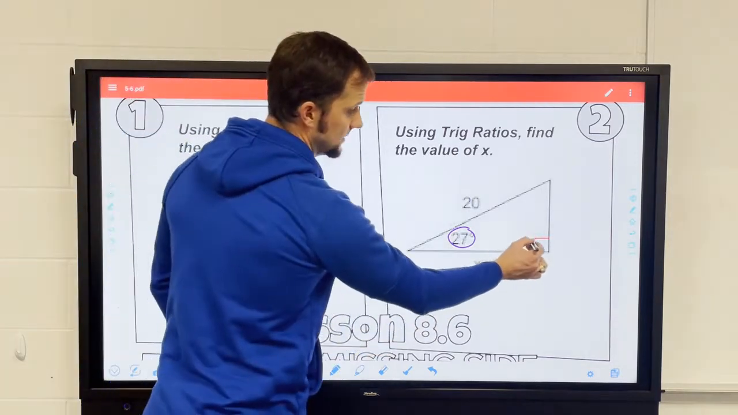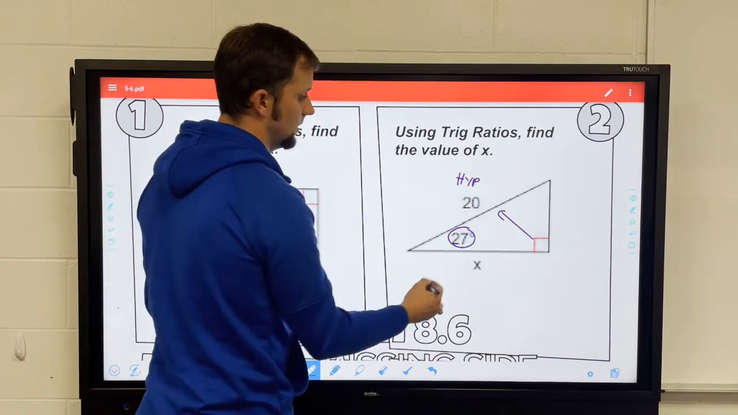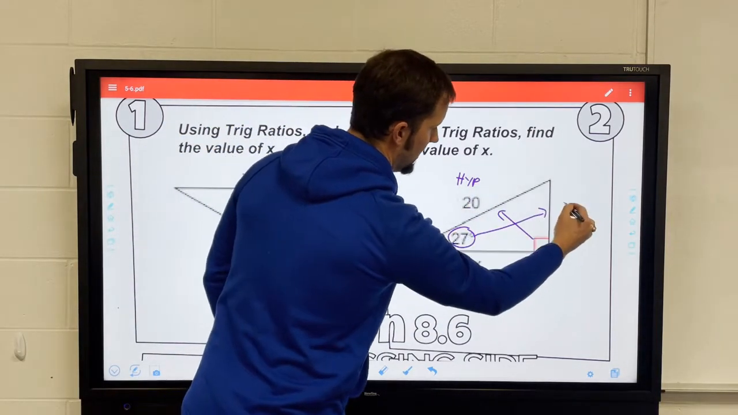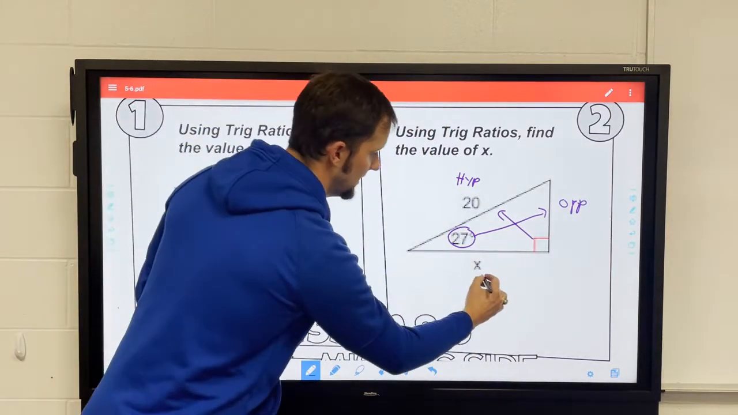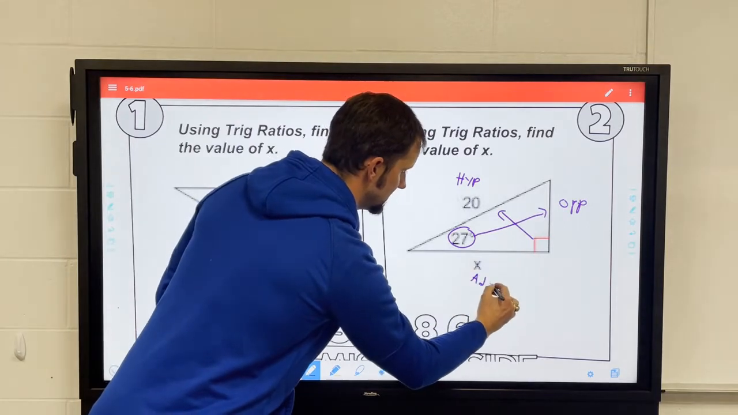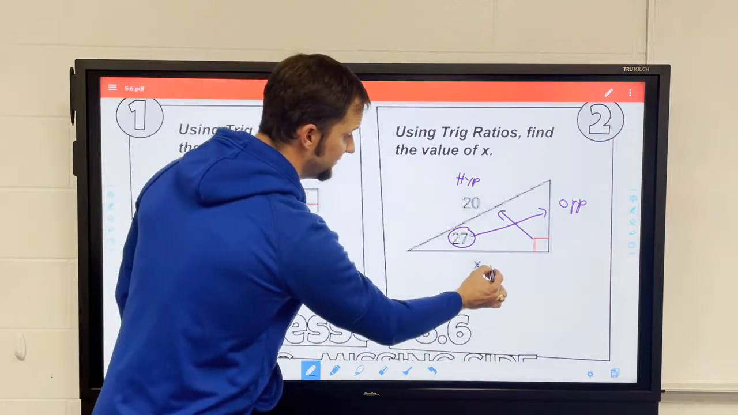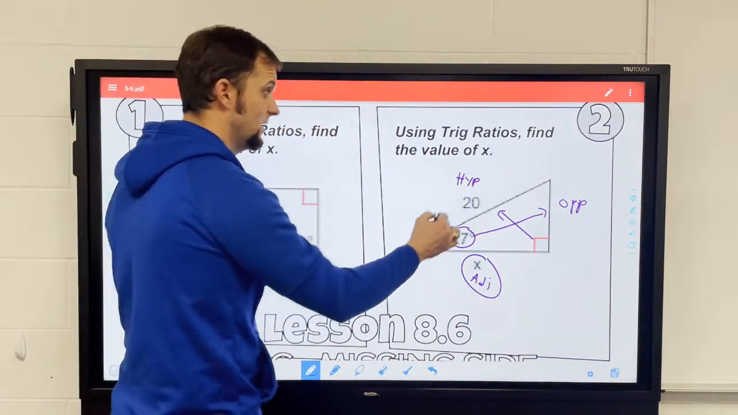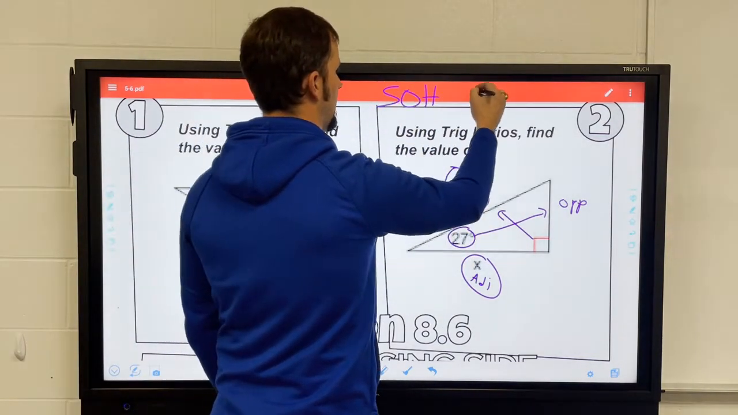I know always opposite of my 90-degree angle is going to be my hypotenuse. Opposite of the angle 27 on the other side of my triangle is always going to be my opposite side, which means my third side down here is going to be my adjacent side. So now let's recognize here. I am needing to find my adjacent side, and I have my hypotenuse. So I know SOH-CAH-TOA again, right?